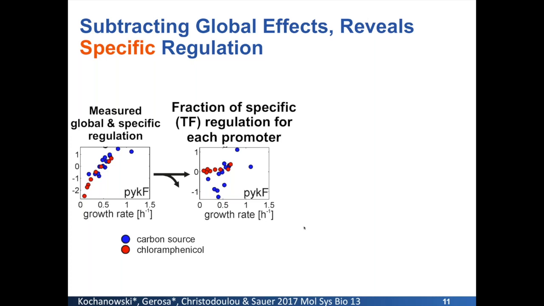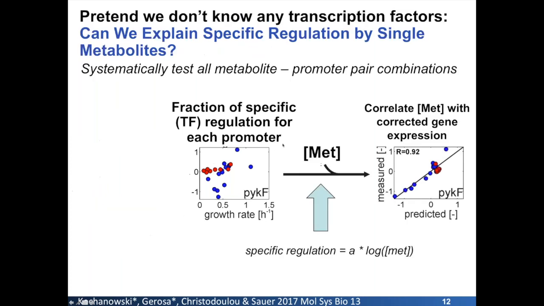So far we have, from our measured data, global and specific regulation. We removed now the portion that is global, so that we end up now with only the specific regulation for each of the 100 promoters. Okay, so this is now a cleaned up version, and we're going to work only with this. And now we ask the question, without knowing anything about transcription factors, is any of the metabolites that we know correlated with this change of specific transcription factor regulation?